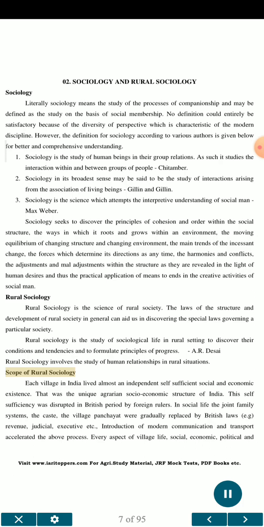Scope of rural sociology. Each village in India lived almost an independent, self-sufficient social and economic existence. That was the unique agrarian socio-economic structure of India. This self-sufficiency was disrupted in the British period by foreign rulers. In social life, the joint family system, the caste, the village panchayat were gradually replaced by British laws, e.g., revenue, judicial, executive etc. Introduction of modern communication and transport accelerated the above process.